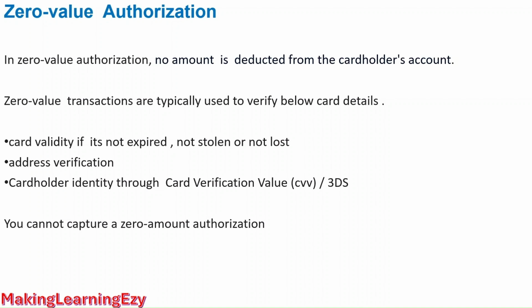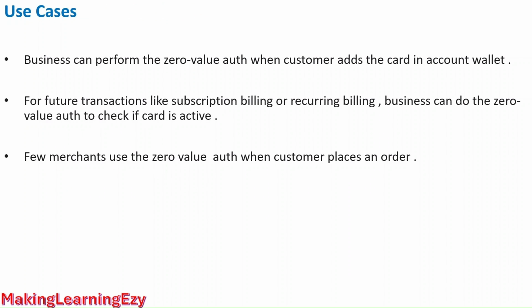3D Secure can also be used for the cardholder identity verification. In 3D Secure, normally the OTP is sent to the customer. Just to highlight, we cannot capture the zero amount authorization. Now let's see the use cases of zero value authorization.